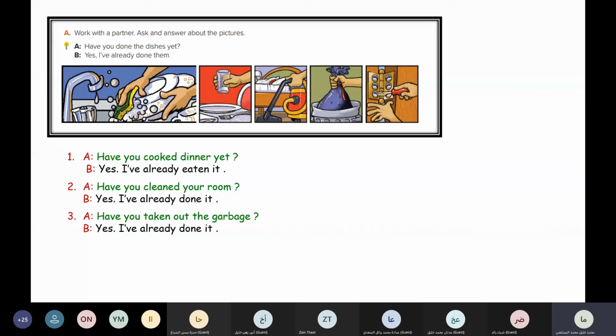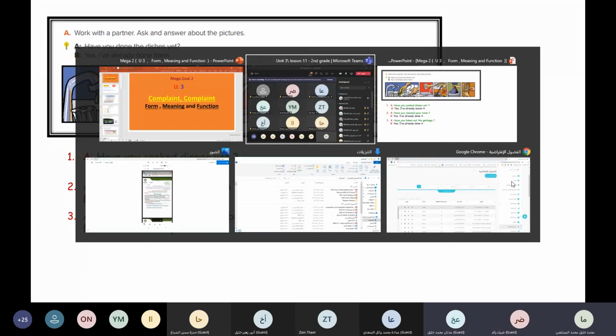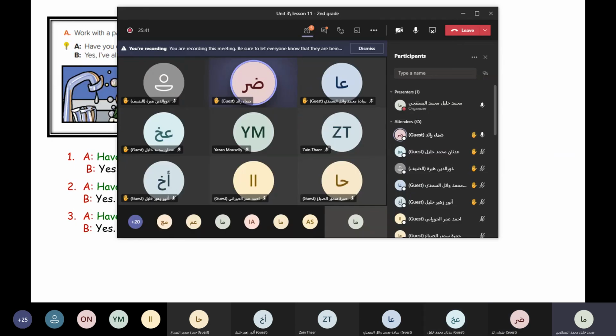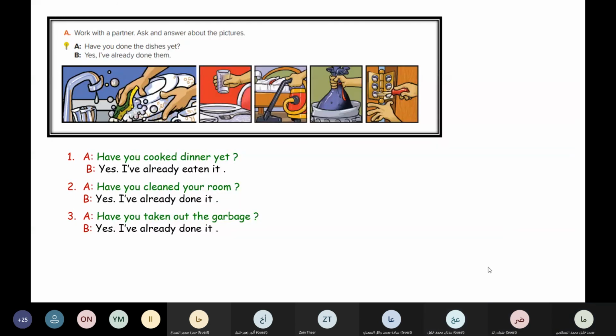Now, what about the last? Have you fixed the electricity? Yes, I fixed it. Good. Have you fixed the door or the electricity? That's up to you. Yes, I have already done it. So this is about exercise A.